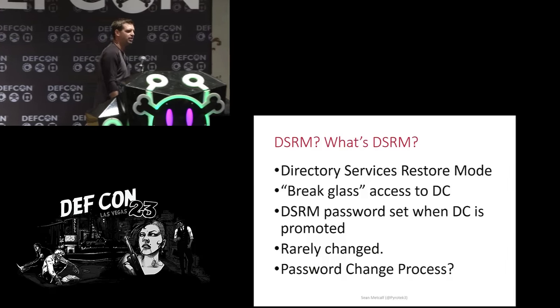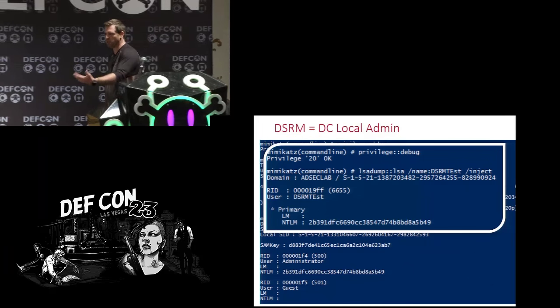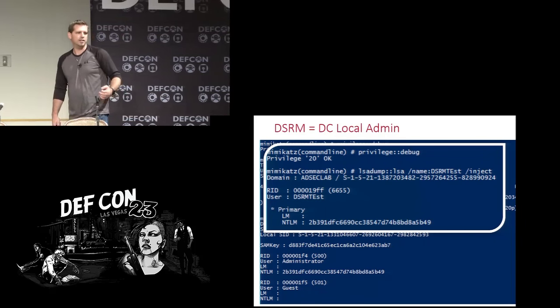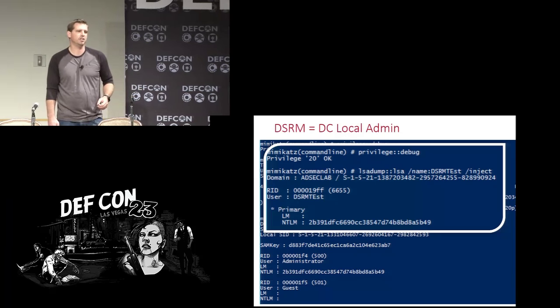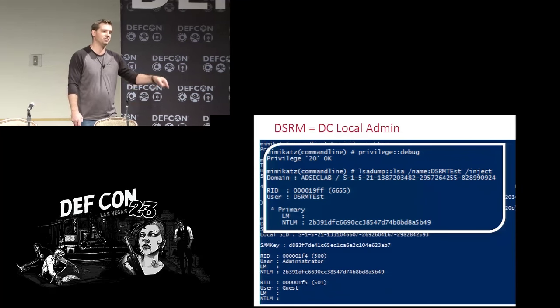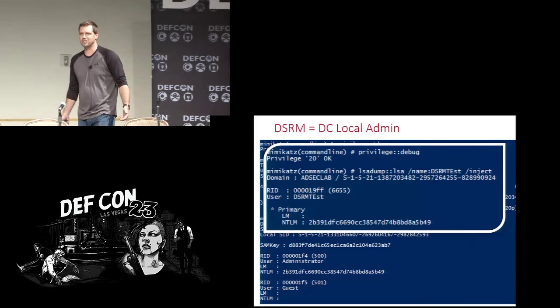And the process to change it is mostly manual. Probably the best way to change it is with Server 2008, which now supports syncing with an account in Active Directory. So you can see in that white box, I have an account called DSRM test. I've dumped it with Mimikatz so I can see what the account password is. And at the bottom, I've actually done a SAM dump. That way I can see what the administrator account on the domain controller's password is. They're the same. That's interesting. How can I use that?